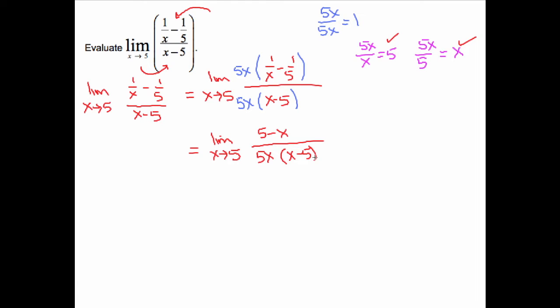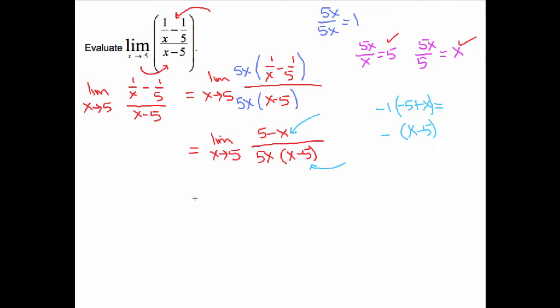And again, until I actually evaluate the limit, I keep the limit symbols. What I'm doing is checking to see if I can cancel this factor of x minus 5. So I'm looking for a common factor of x minus 5 in the numerator, and I have 5 minus x. But I do know that if I factor out a negative 1 from 5 minus x, I end up with negative 5 plus x, and that's the same as negative, x minus 5. So that's my strategy.